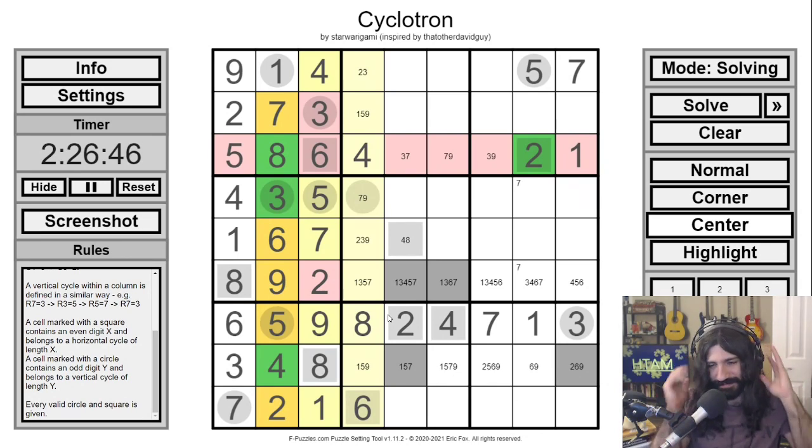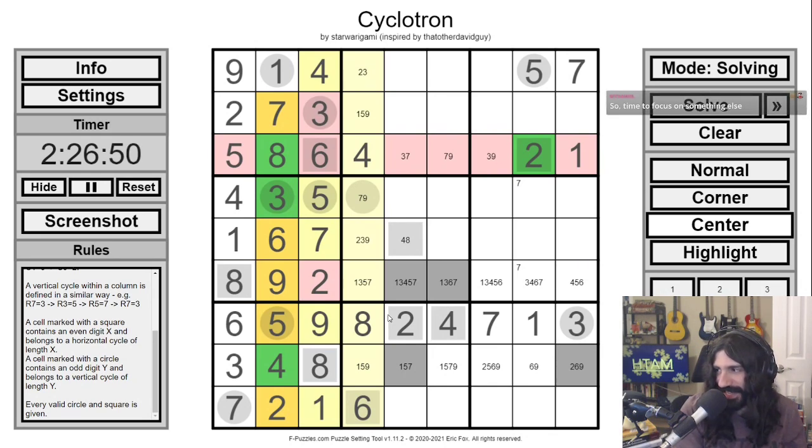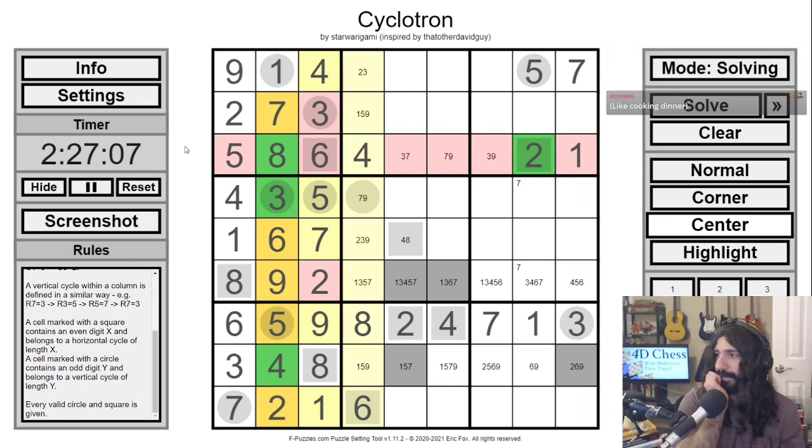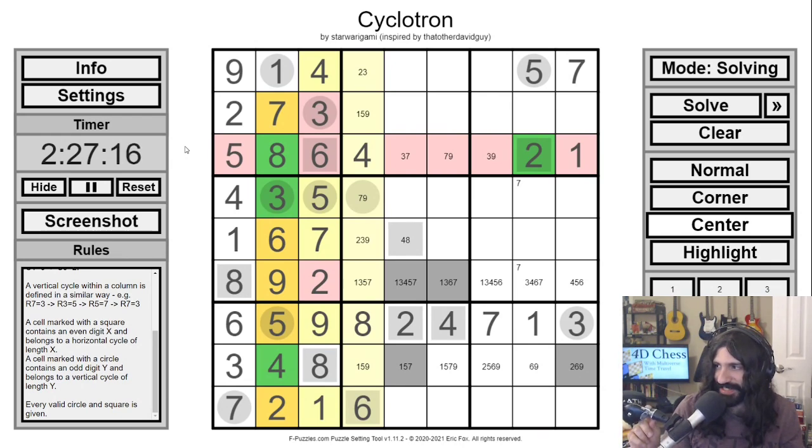Oh, jeez, this is hard. Time to focus on something else. Yeah, clearly. Like cooking dinner? I'm waiting until we hit 2:30 on the clock. But I mean, we are at a nice stopping point, right? Might have to do a weeknight stream or something to get the rest of this done in time to post it to the YouTube on Wednesday.